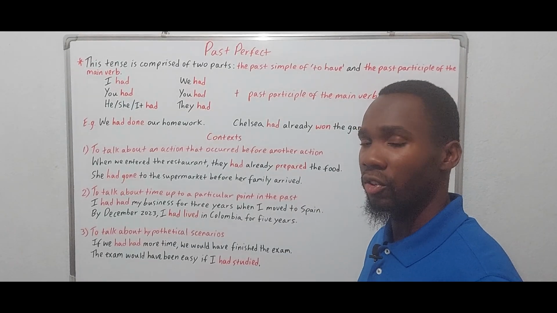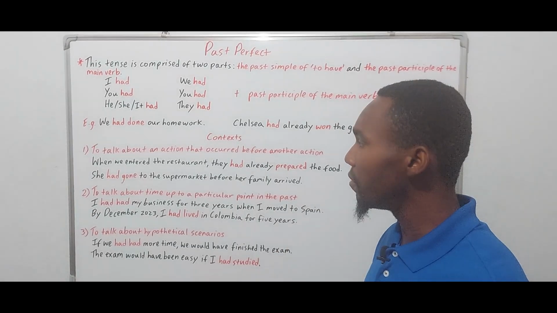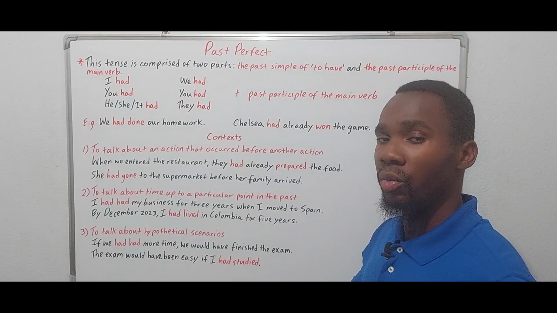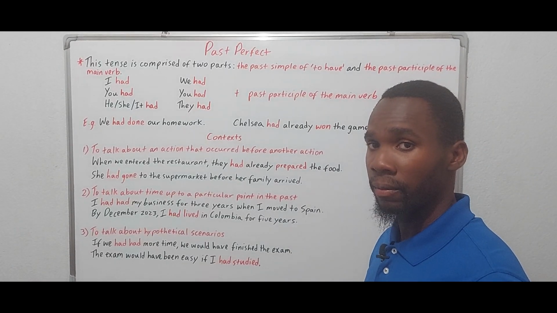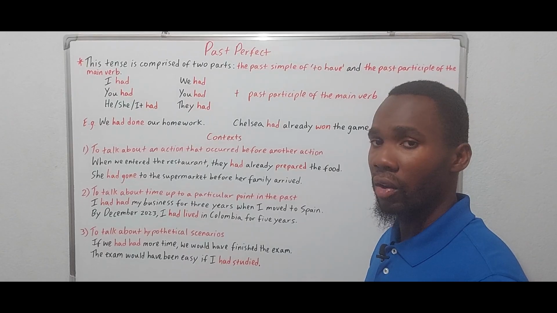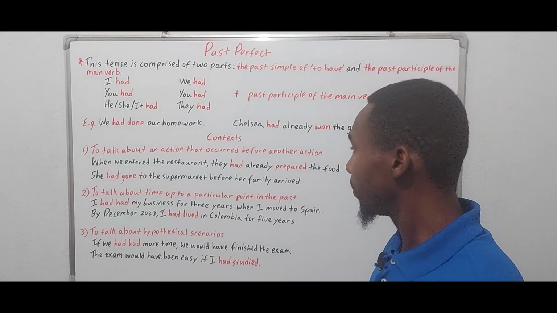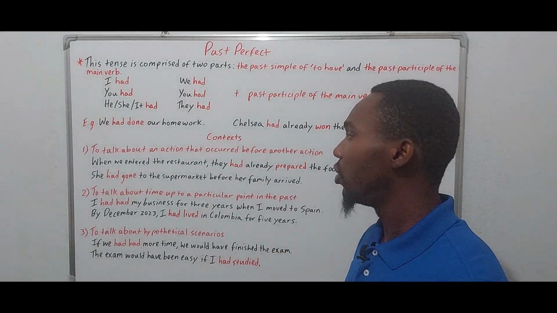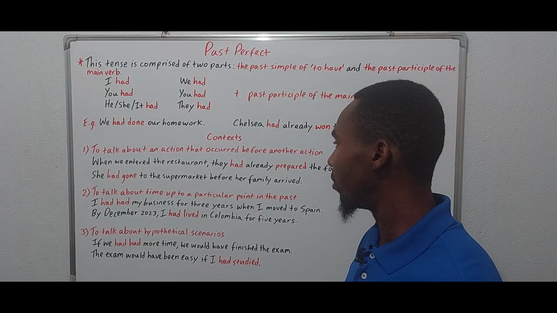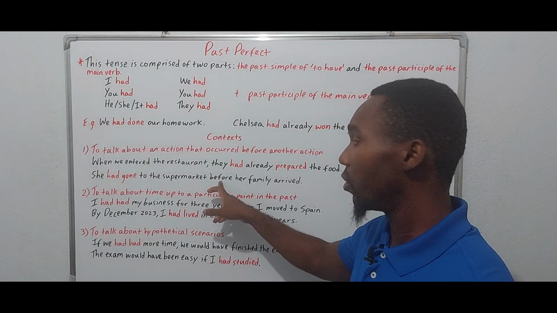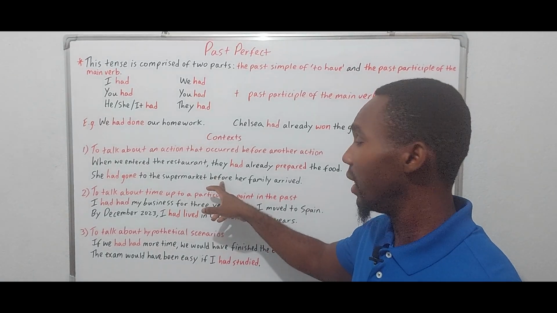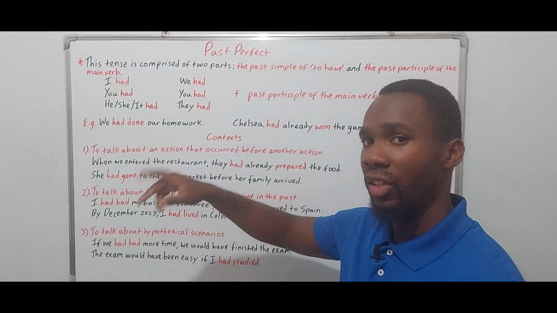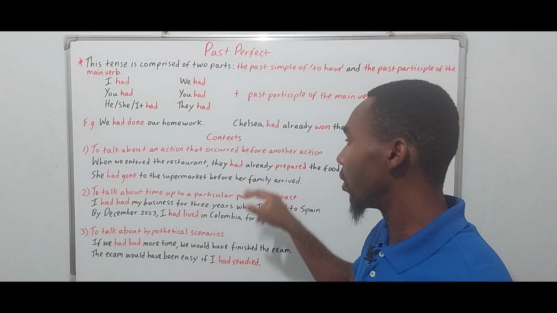Yes. So that's the first usage. If we have two events in the past and one occurred before another, we use the past perfect for the first event, right? So this is why sometimes it is called the past of the past, right? Secondly, she had gone to the supermarket before her family arrived. Once again, before indicates that this action occurred first.